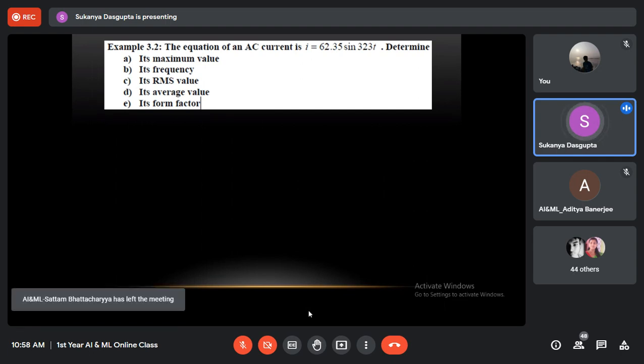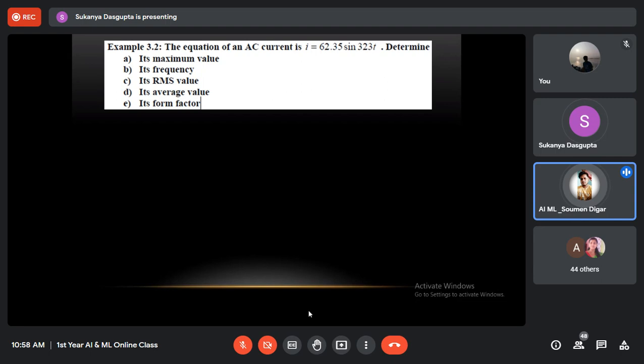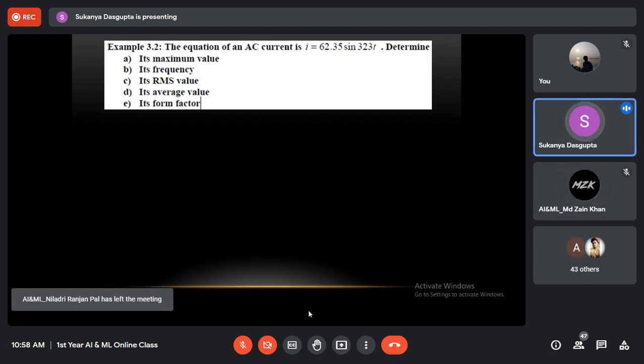Now look at this equation. I equals 62.35 sin 323t. Again an AC quantity, an AC current signal whose mathematical expression is given in the problem. What is the maximum value? Tell me what is the maximum value given in this problem? 62.35 ampere. You have to mention the unit also.